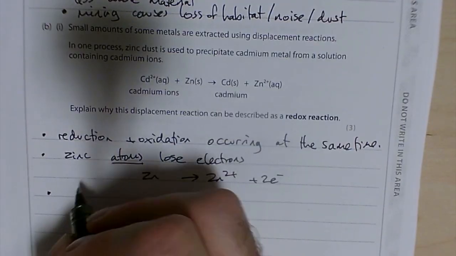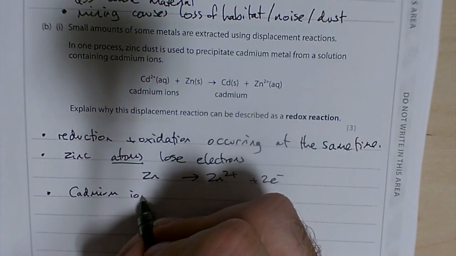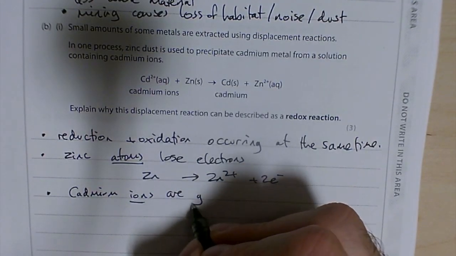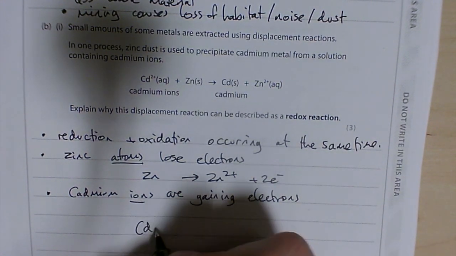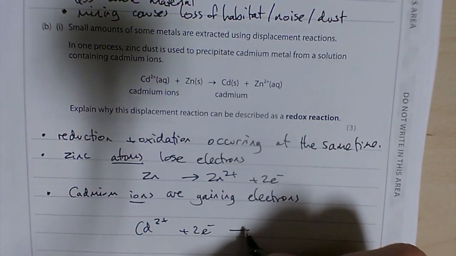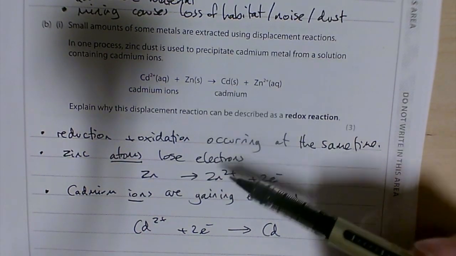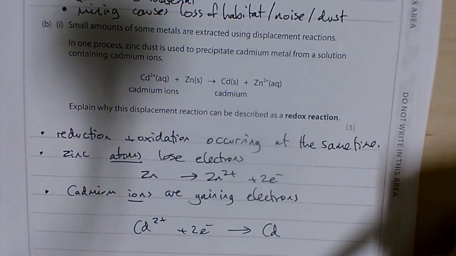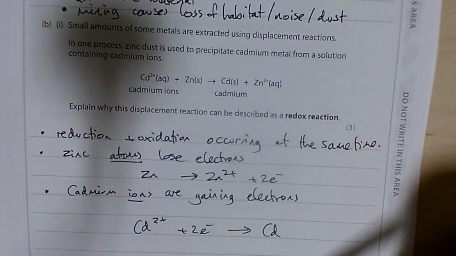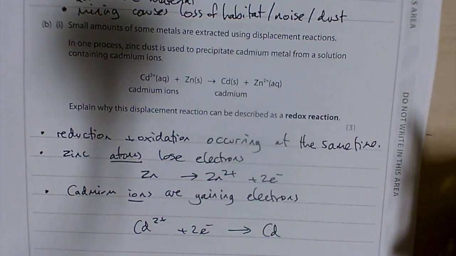And then third one, you could say that cadmium ions are gaining electrons, so Cd 2+ plus 2 electrons going to Cd. Now you'll notice that it is easier to get the marks from the half equations because you haven't then got to notice the difference between atoms and ions. It's just a lot clearer and a lot easier. So my advice is to do the half equations, but that's not always the easiest thing for people to remember.